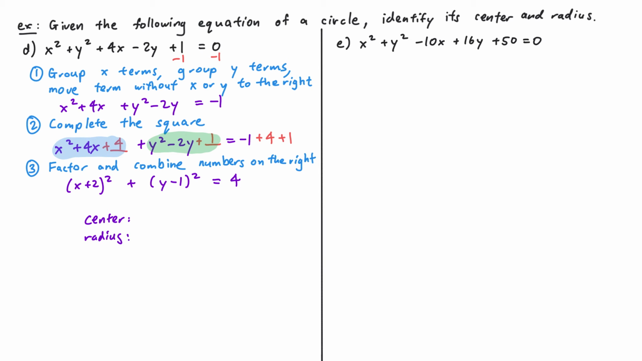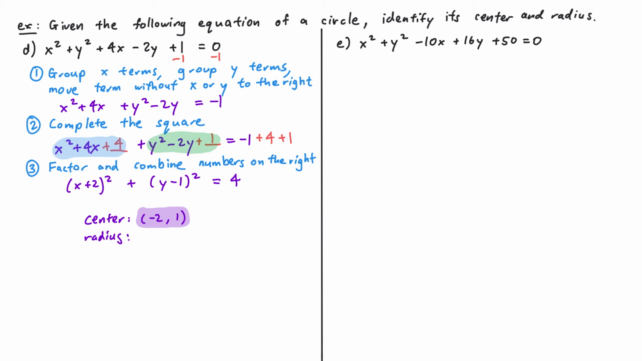For the center, we look at the numbers that are with the x's and y's, and we flip the sign. So we have an x plus 2, which means that the x-coordinate for the center is -2. We have a y minus 1, so the y-coordinate for the center is +1. So for the circle, our center is -2, 1.